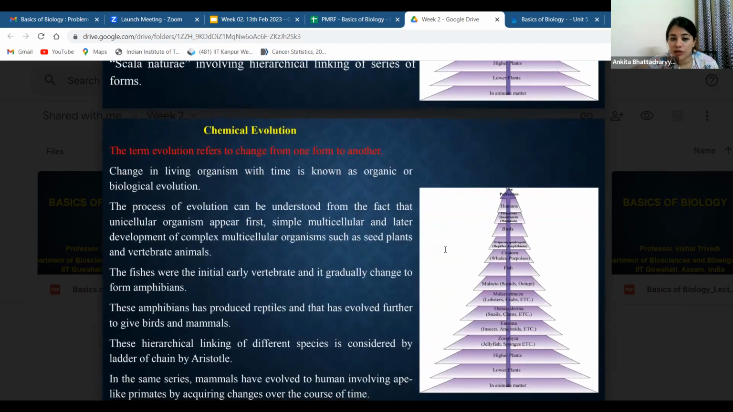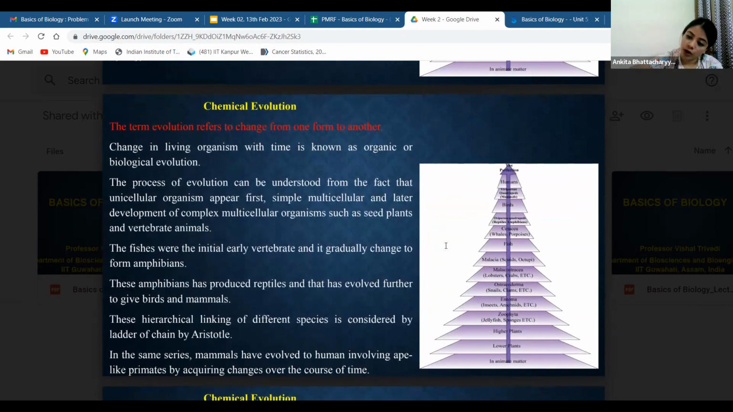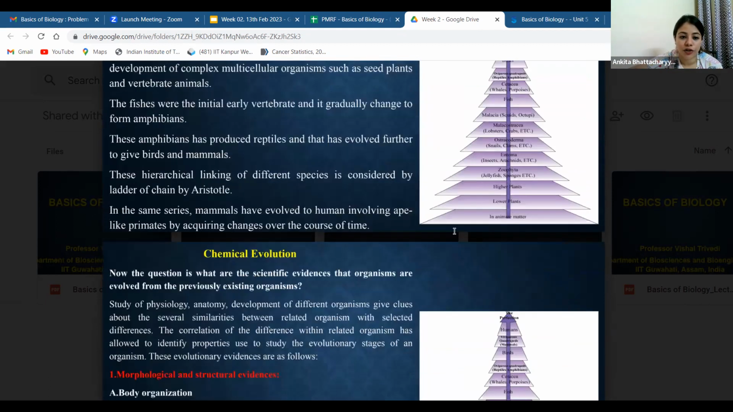So evolution, the definition, as you can see here in red, is the process of changing from one form to another, and obviously that is occurring over a period of time. So unicellular organisms, then simple multicellular, and then it moves on towards more complicated multicellular organisms like plants, vertebrates, and so on and so forth. So that was what was proposed by Aristotle.